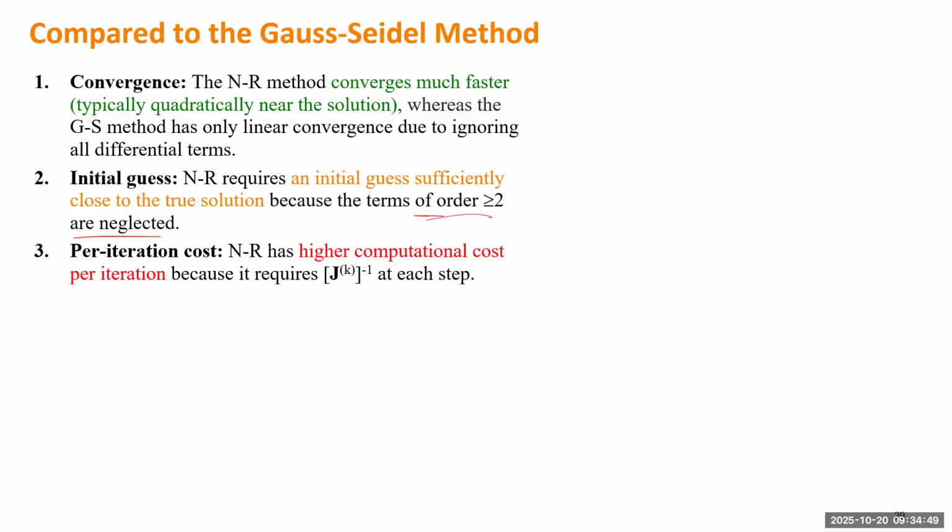The third item, we compare the computational cost at each iteration. The Gauss-Seidel method is very simple. You just plug in the value to the right-hand side equation to calculate. So you only take time for very fundamental operations by the computer. But the Newton-Raphson method needs to compute the inverse of the Jacobian at every iteration. Okay, because the Jacobian also needs to be updated. So when you change the S value, you need to plug the value into the Jacobian function to calculate the Jacobian value.